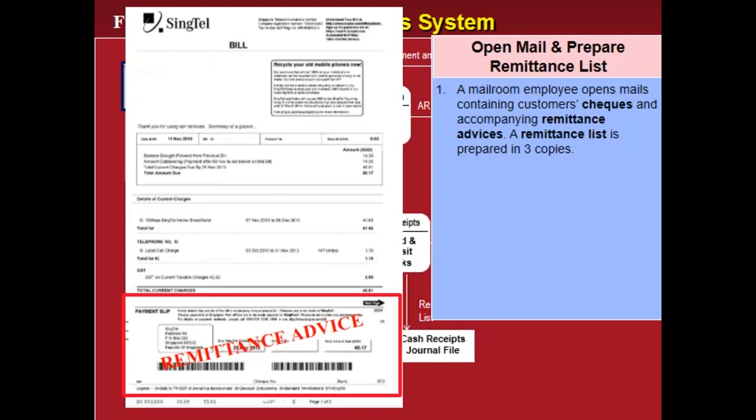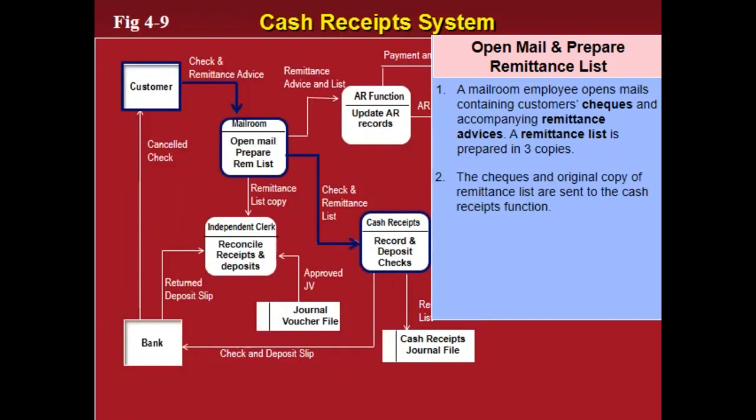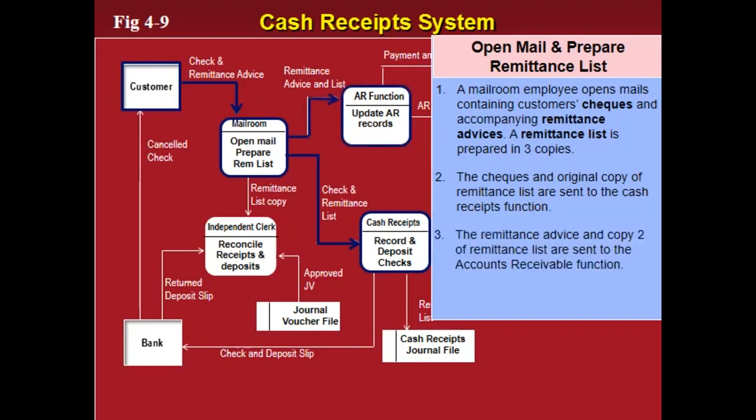Now, the mailroom employee then records each check onto a list called the remittance list, which is prepared in 3 copies. Now, the original copy of the remittance list is sent together with the checks to the cash receipts function. Copy 2 of the remittance list is sent together with the remittance advices to the accounts receivable function. And copy 3 of the remittance list goes to a reconciliation task.